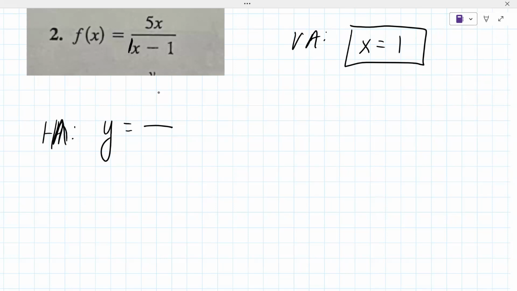Wait, do we have to make it a fraction? Well, what is the coefficient on the top? What is the coefficient on the bottom? 5 on the top and 1 on the bottom. There you go.